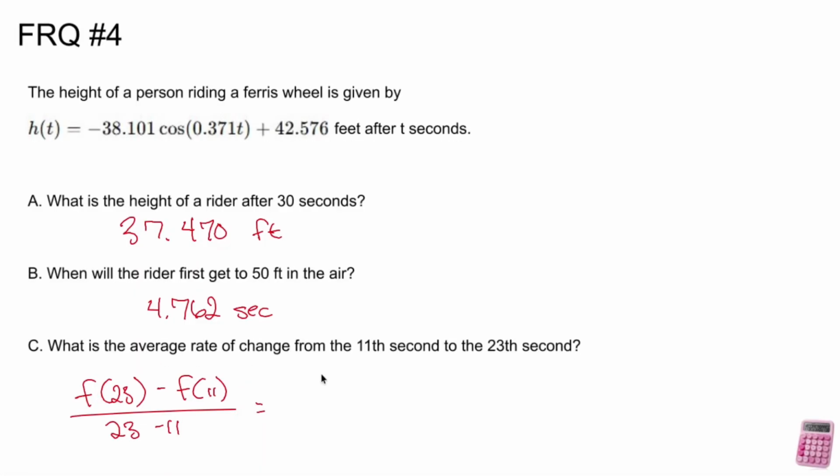All right, so f of 23 ended up being 66.505 minus f of 11 ended up being 65.066. That was all over 23 minus 11. And then when we did the math, we ended up with a very small number, 0.1199 or 0.120. And that was feet per second. And that's because the difference between the heights at those moments was barely anything. So, yeah, that's that. And by the way, that completes Unit 3.